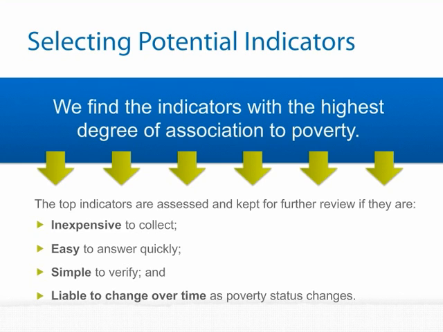The PPI aims to measure changes in poverty through time. This means that when selecting indicators and holding other considerations constant, preference is given to more sensitive indicators. For example, ownership of a blender is probably more likely to change in response to changes in poverty than the marital status of the head of the household.